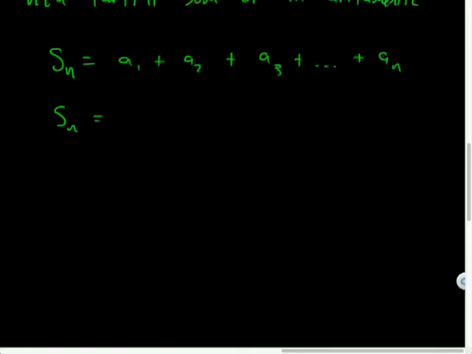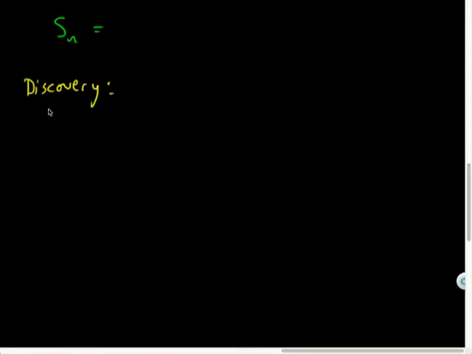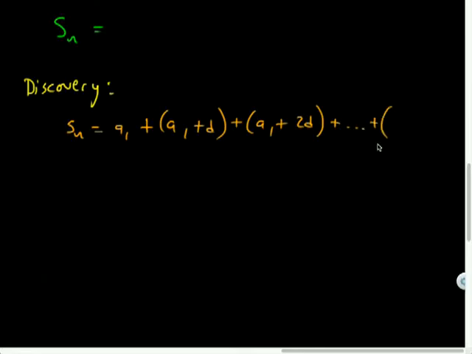So let's consider this. S sub n, let's do a proof. So S sub n would equal a sub 1 plus a sub 1 plus d, right? That's my second term. You guys agree? Plus a sub 1 plus 2d plus a sub 1 plus 3d, plus, and then the last term is a sub n, a sub 1 plus n minus 1 d.